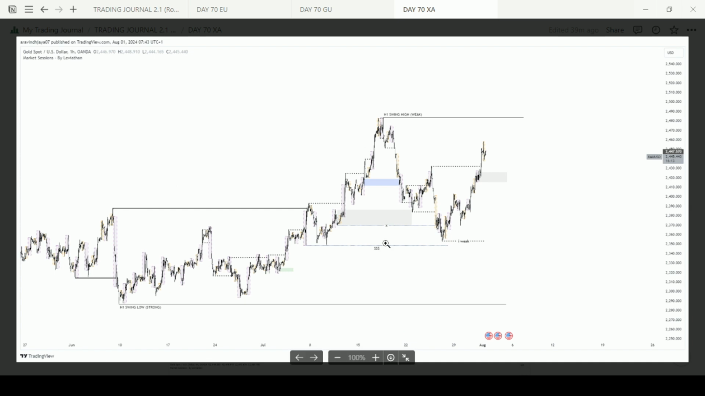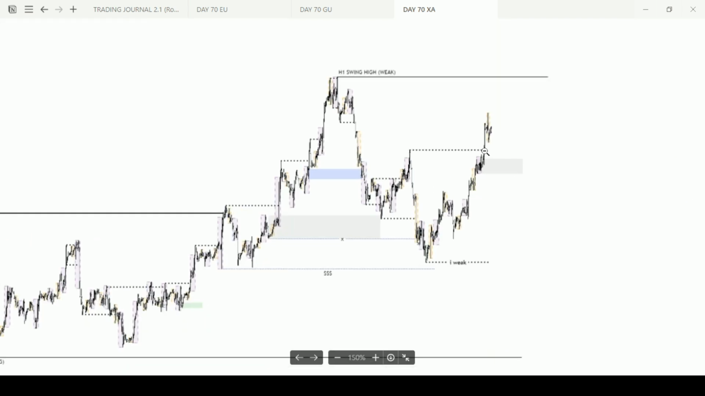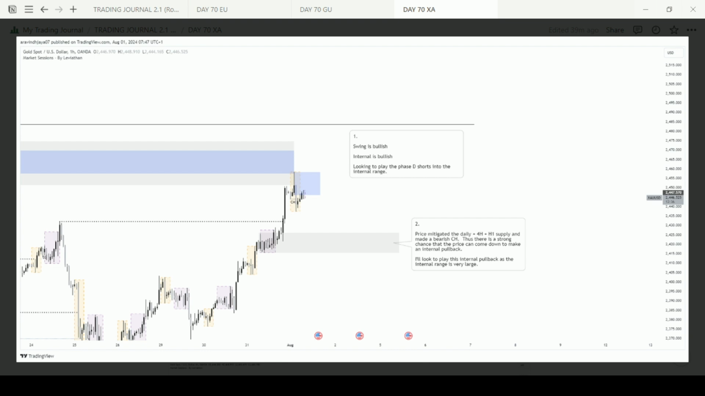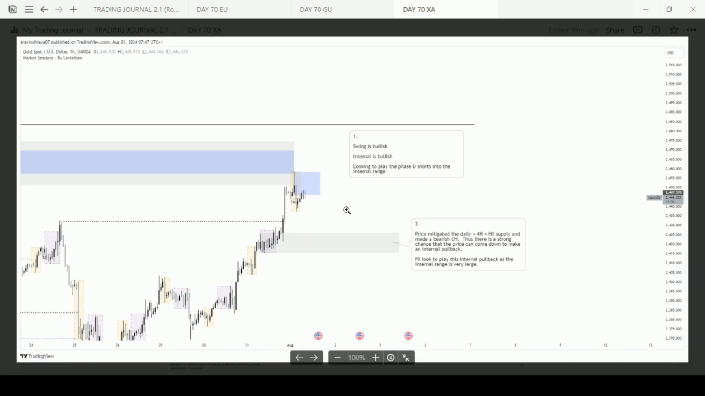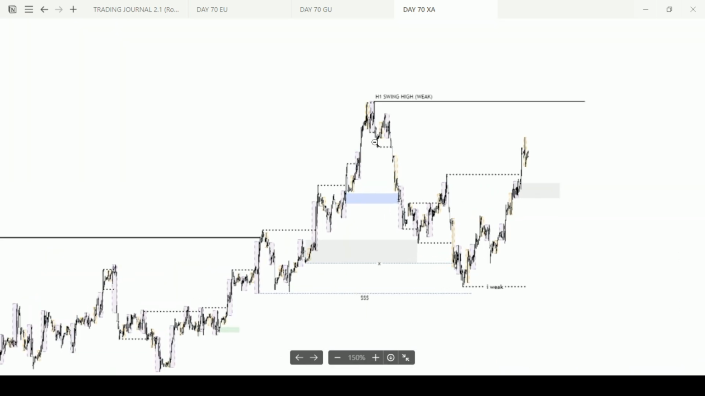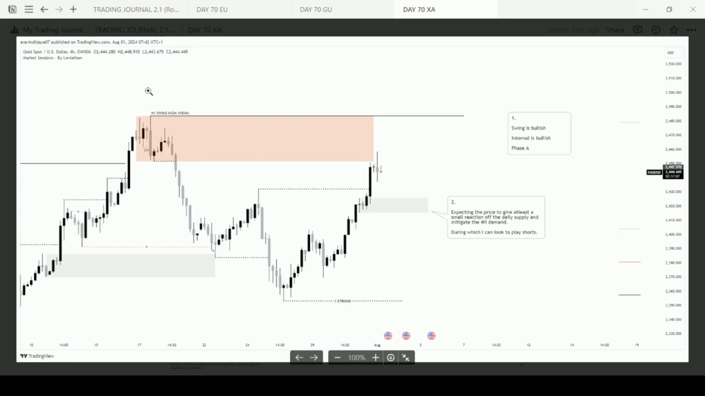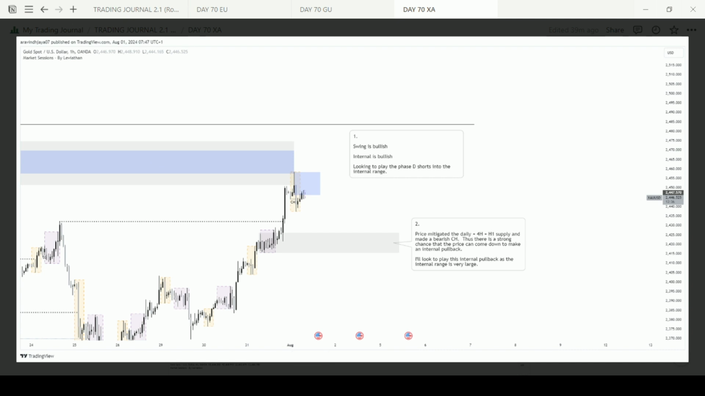So jumping into the 1-hour chart, the swing is bullish and this is the weak swing high, strong swing low, and the internal is now also bullish. This will be the weak internal low and strong internal high; strong internal low, weak internal high is yet to be formed. But before that, there is this supply. Within the daily supply, we are having this 4-hour supply. So price also mitigated that 4-hour supply, and within that 4-hour supply, we are having this H1 supply.